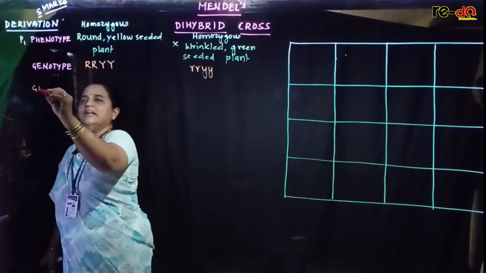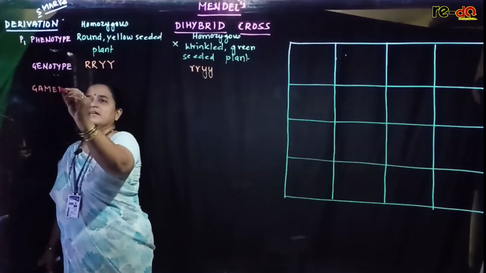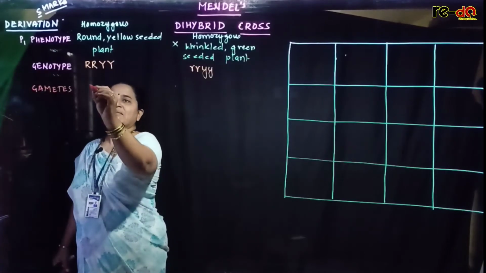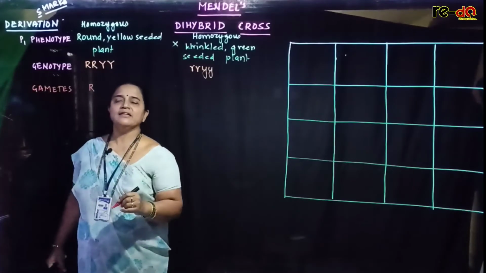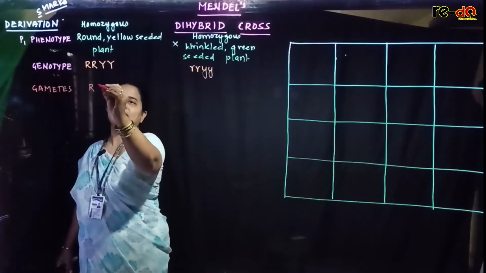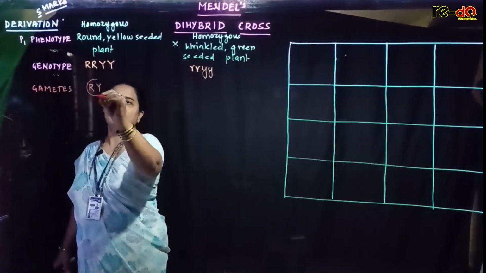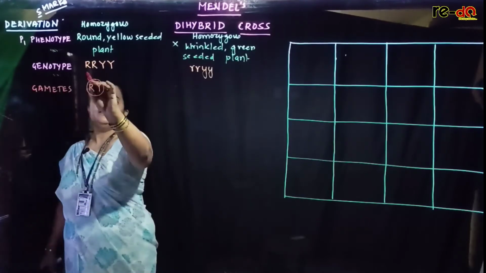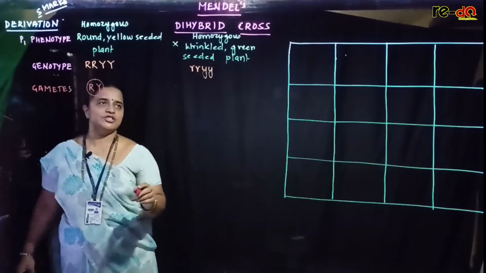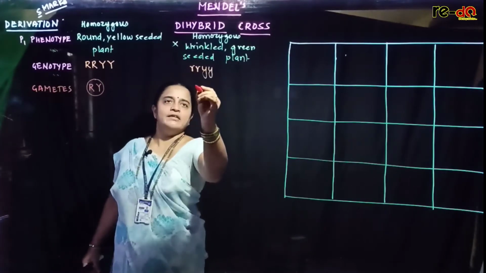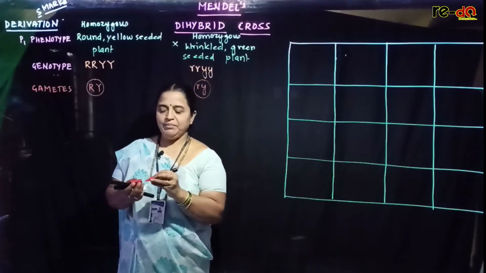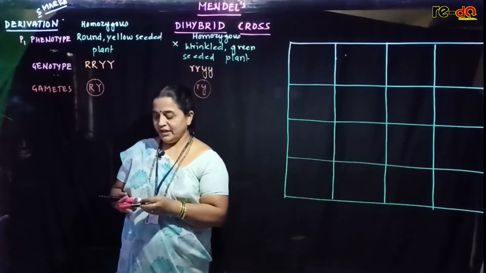Now we need to write the gametes. Here, as there are 2 pairs of alleles, during gamete production, the gamete receives R for round shape, 2n reduces to n, and capital Y for yellow color. Even if we take combinations among each other, we'll get this same combination, so I can take it common here. Here also the same thing: the gamete receives small r for wrinkled shape and small y for green color.